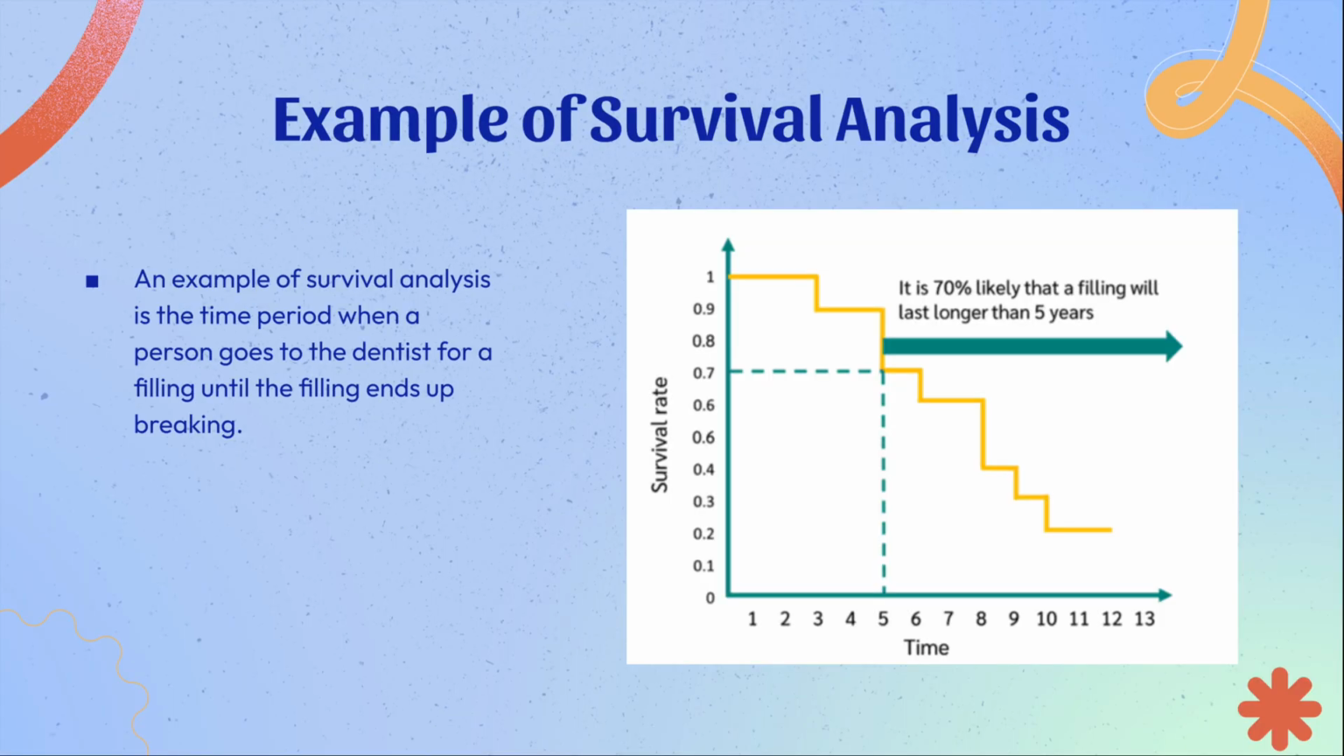One example of survival analysis is the time period when a person goes to the dentist for a filling until the filling ends up breaking. Based on the graph on the right, it is clear that a curve can be created because as more time passes, their survival rate would decrease. When you want to know the survival rate after so many years, you look for the corresponding y value. Then you are able to interpret what the curve means.